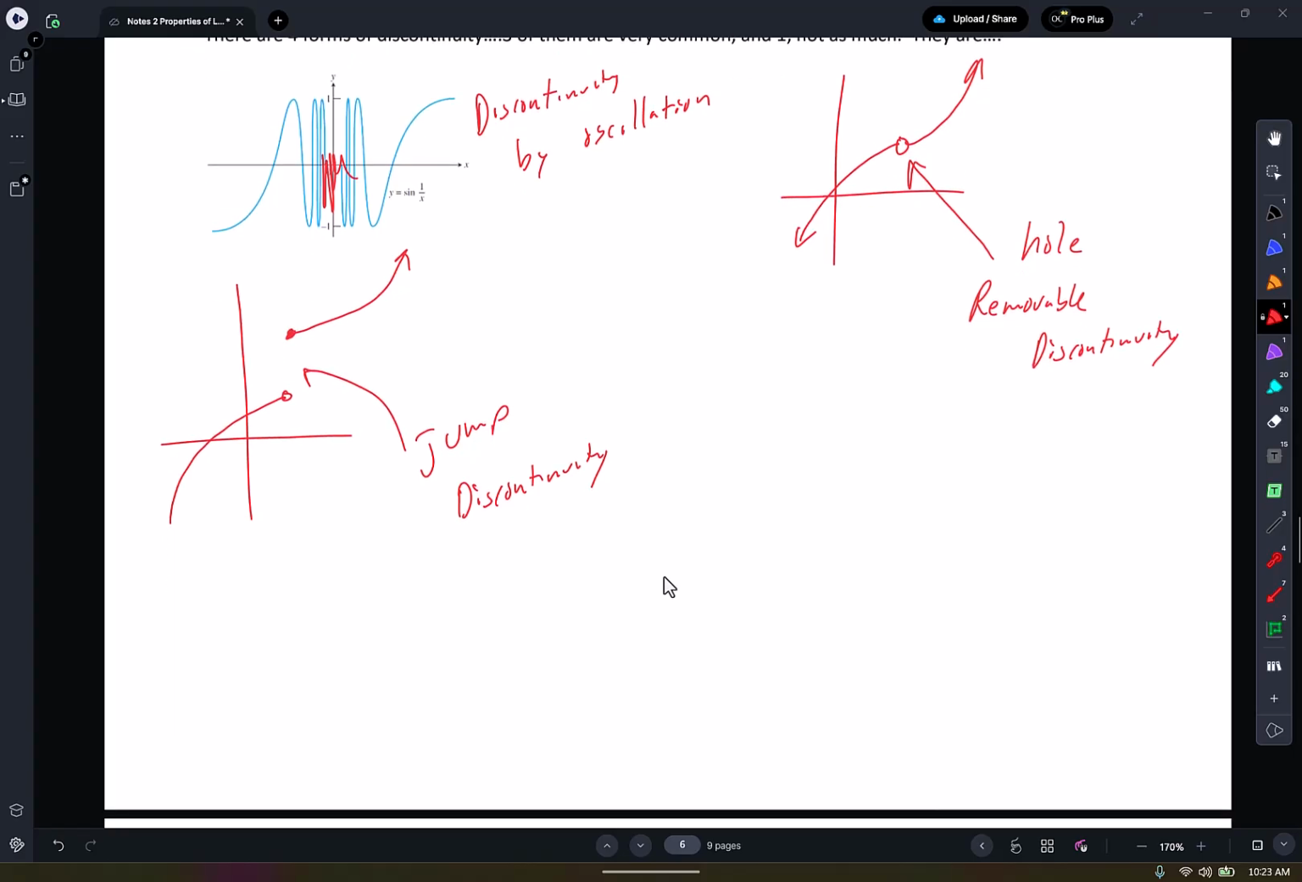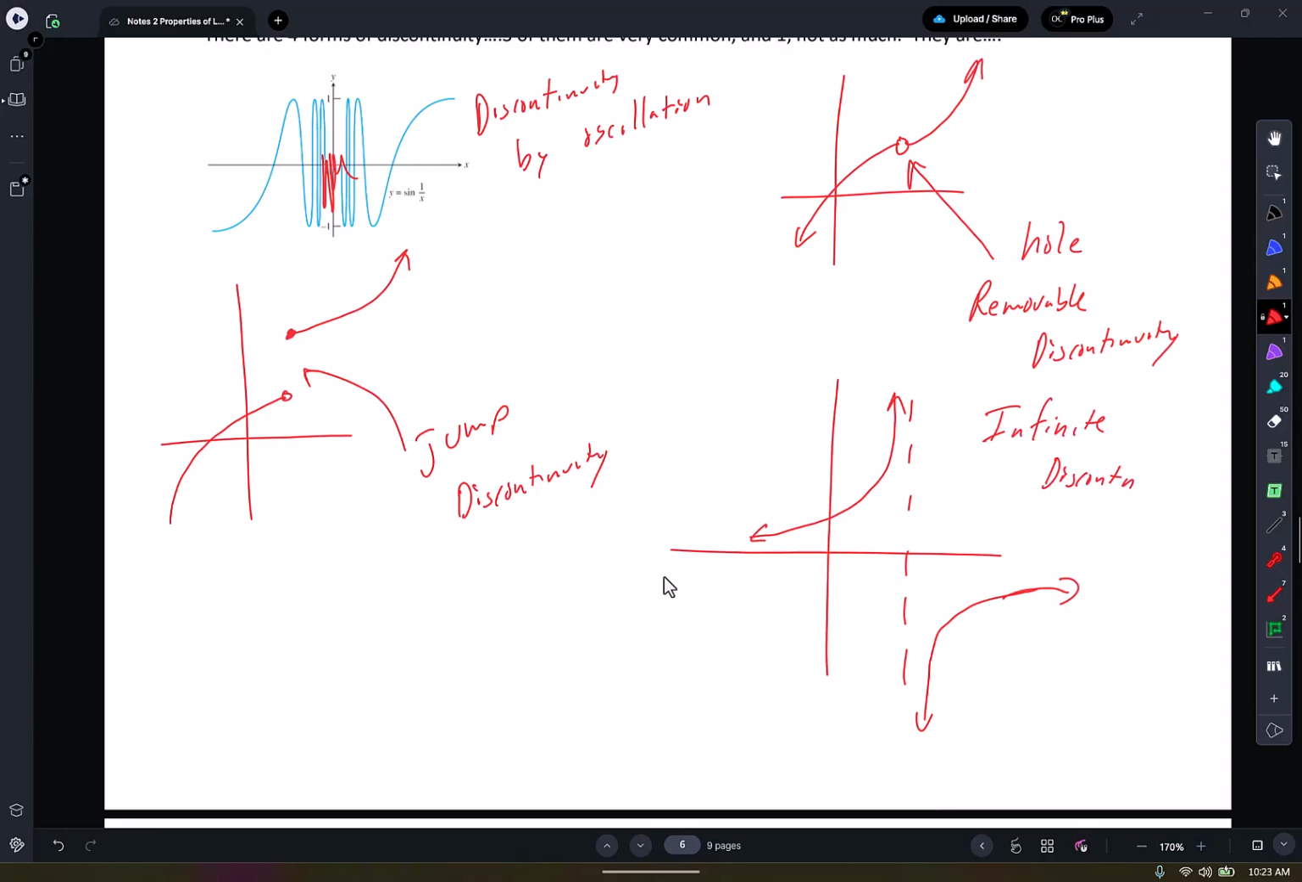Vertical asymptote. If you have a vertical asymptote, what do you think they gave that name? It starts with the letter I. Yep, see, context clues. That's an infinite discontinuity. You guys are so smart using your context clues. It's an infinite discontinuity. It goes up forever and down forever. You never cross.